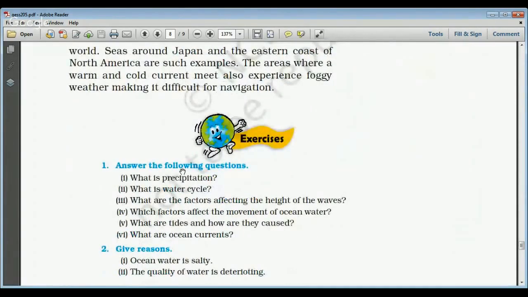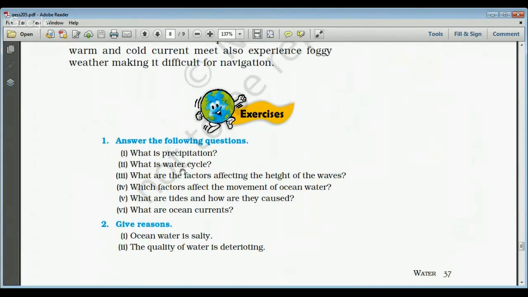Now we'll see the exercises. Precipitation is rainfall that occurs in the form of rain, snow or sleet. In the water cycle, water keeps moving from one stage to another. Like from the ocean it evaporates, then goes up and makes clouds, and then comes to the earth in the form of rainfall. So this is known as the water cycle.